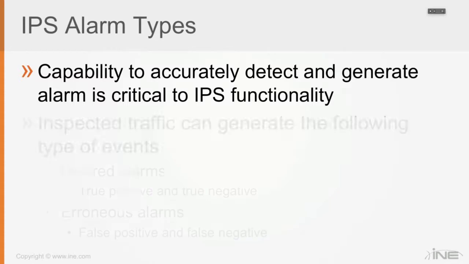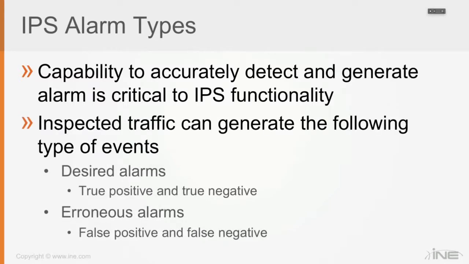Now, based on the inspected traffic and matching that traffic against the signatures or the network learning functionality, we have two types of alarms. We have desired alarms, the type we want the IPS to fire, which are true positive and true negative. And we have erroneous alarms, or false alarms, which we wouldn't want the IPS to trigger, and those are called false positives and false negatives.